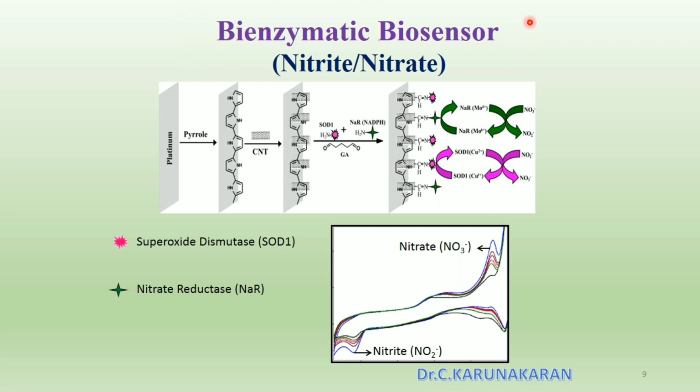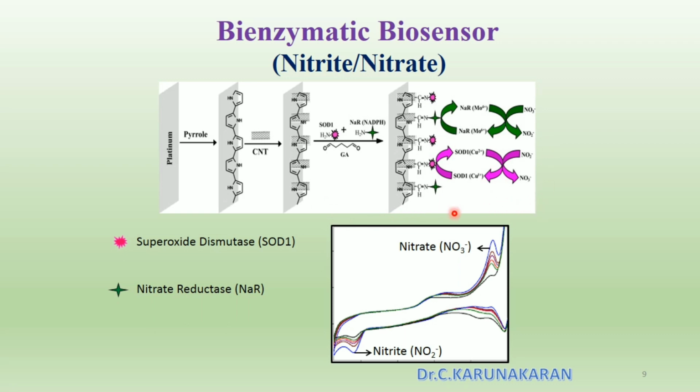What do you mean by enzymatic biosensor? We have bioconjugated both the enzymes to the same electrode. Earlier, we biofunctionalized the modified electrode with SOD1. In this case, we have used two enzymes, SOD1 and nitrate reductase enzyme. They are biofunctionalized, bioimmobilized on the modified electrode surface.